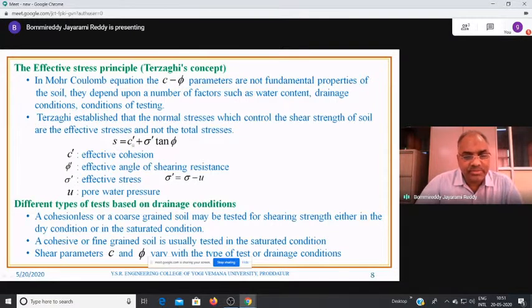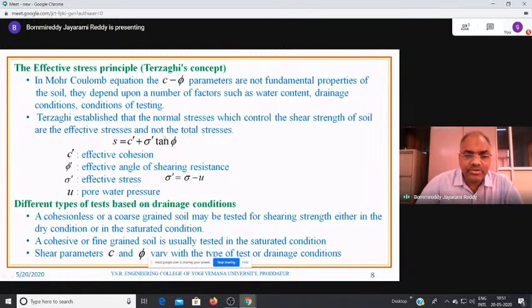So the same equation is modified: S is equal to C dash plus sigma dash tan phi dash, where C dash is the effective cohesion, sigma dash is the effective stress, and phi dash is the effective angle of shearing resistance. And you already know how to calculate sigma dash from the earlier chapter: sigma dash is equal to total stress minus pore water pressure.